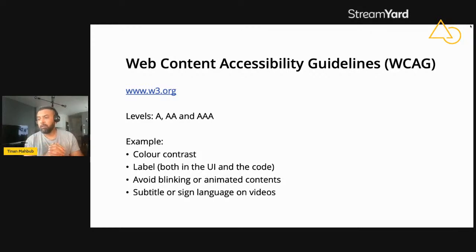Then we have blinking or animated contents. It's also AA standard. And then we have AAA level. It's subtitles or sign language on videos. If you have a video on your web page, use subtitles or sign language for deaf people. But it's, as I said, AAA level. It's good to have, but if you don't have it, it's not a big deal.